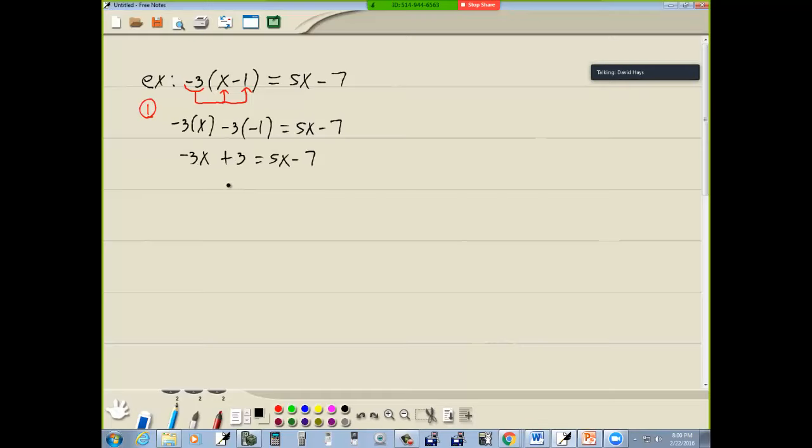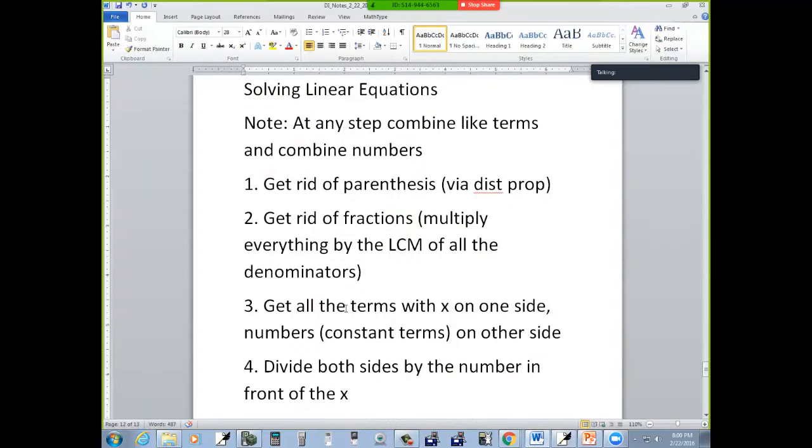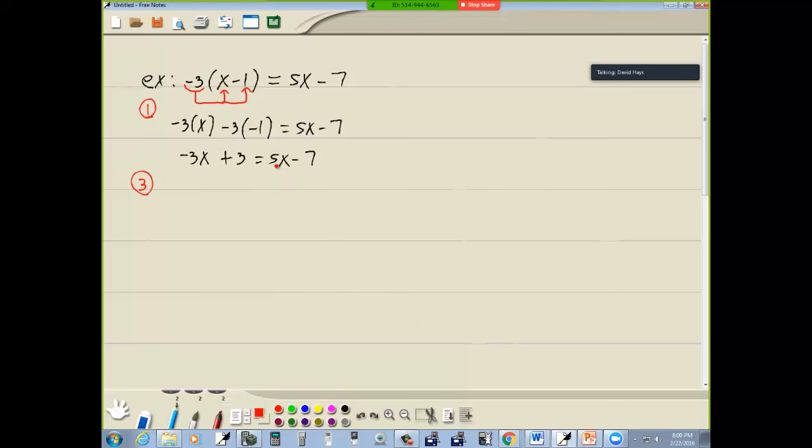Step 2, get rid of fractions. Don't have any fractions. Step 3, get all the terms with x on one side, numbers on the other side. I'm writing this in terms of the x, but you can have any variable when you're solving equations. Well, I'm going to take this 5x and move it over to the left side, and I'll take this 3 and move it over to the right side. When you move anything across the equals, your sign changes. So the positive 5x becomes a negative 5x. The positive 3 becomes a negative 3.